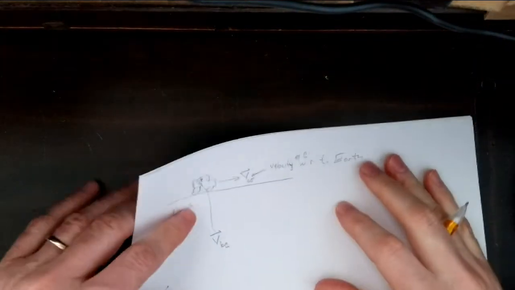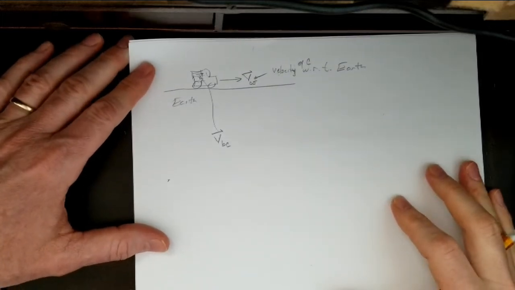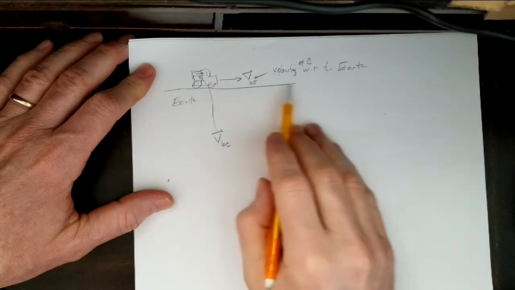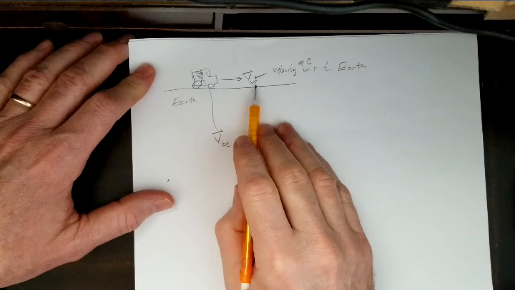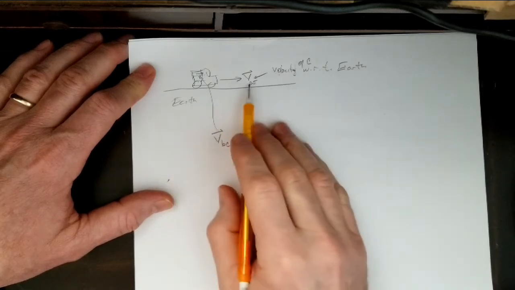Let's take a look at velocity addition when you get into relativity. First, let's do a Galilean relativity example. If you have a car traveling along at some velocity, v sub ce, this is the velocity of the car with respect to the Earth, and it's 50 miles per hour east.